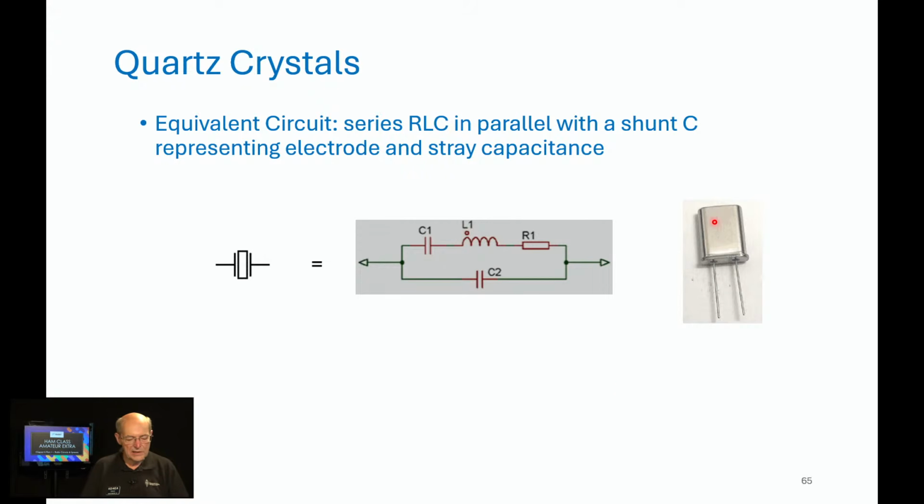So inside this little can here, if you were to analyze what's going into it, coming out of it, it would wind up acting like this circuit right here. So the equivalent circuit, series RLC in parallel with a shunt C, and the shunt capacitance is the electrode and stray capacitance within this package. So this is a circuit symbol.